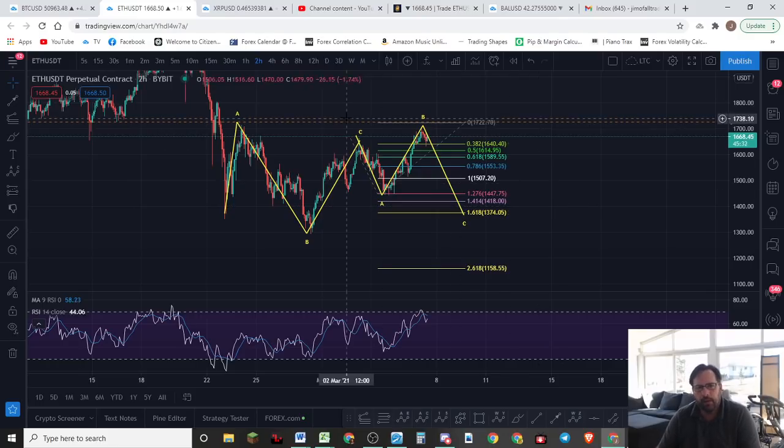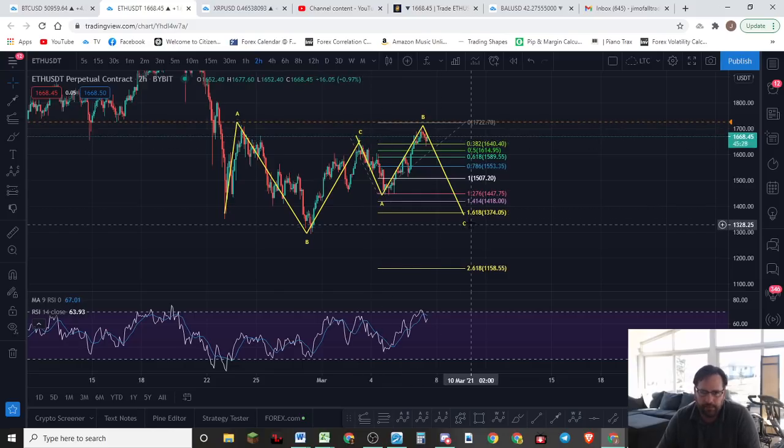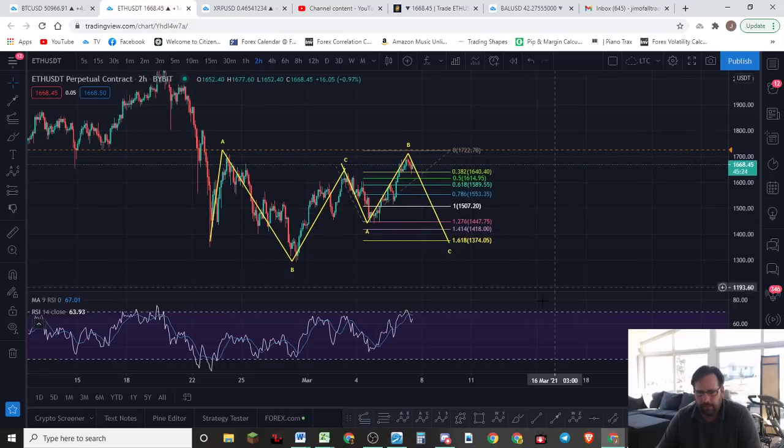All right, so we've got a 3-wave. We started with a 3-wave flat, then we got another potential 3-wave flat if that plays out. If both of those play out, guys, here's what we're going to have. We're going to have a 3.